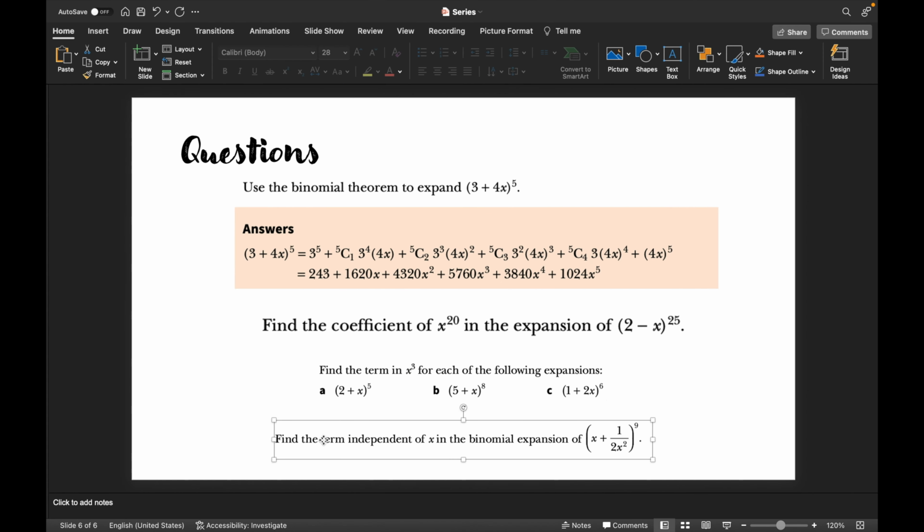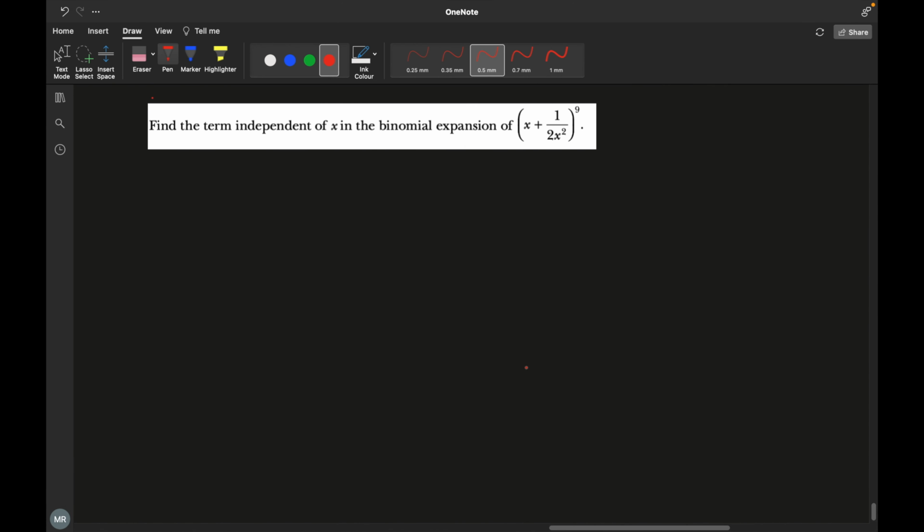Let's solve this one. So we have to find the term independent of x. The meaning of independent of x means the power of x is 0. That is what the term independent of x means. That means it has no x term. And the only way that is possible is if x to the power of 0 exists. So we know that something to the power of 0 is always 1, and so that's the principle we're going to use here. We have x, and then we have 1 divided by 2x squared.